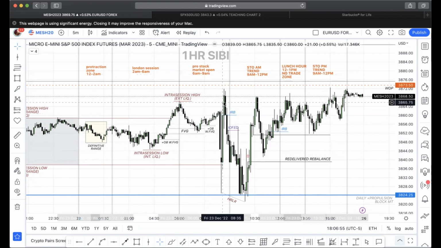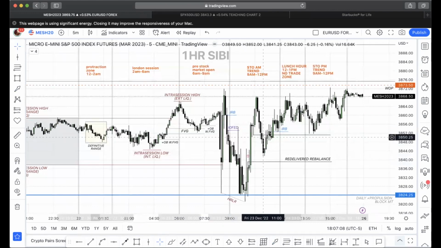news drivers, fast liquidity grabs. You can't trade this. You can trade this though. Stock market open AM trend. They run to sell side and then they change the state of delivery and they give you a redeliver rebalance entry here and then a push up. That's the AM trend.